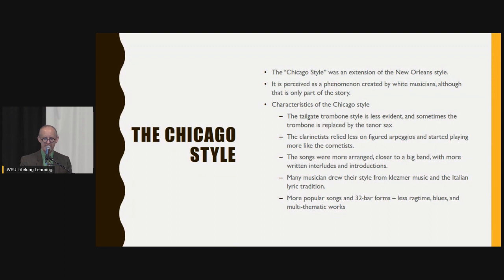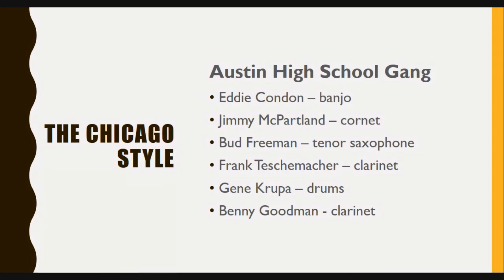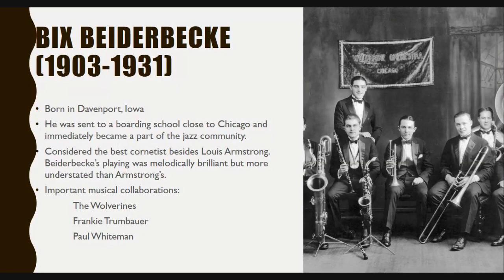There was a lot less of these convoluted forms, although the song I'm going to play for you, here are some important musicians. There was this group called the Austin High School Gang, and that was a school in Chicago. And for some reason, a lot of the important next generation white jazz players came from that high school. Benny Goodman played with the drummer Gene Krupa quite a bit. So probably besides Benny Goodman, the most important musician was this guy named Bix Beiderbecke.